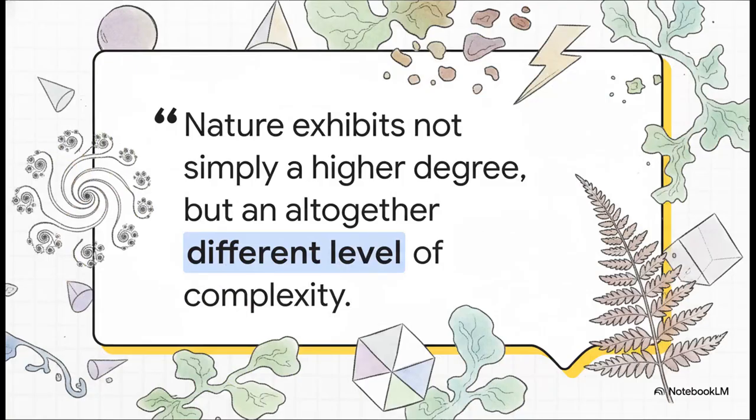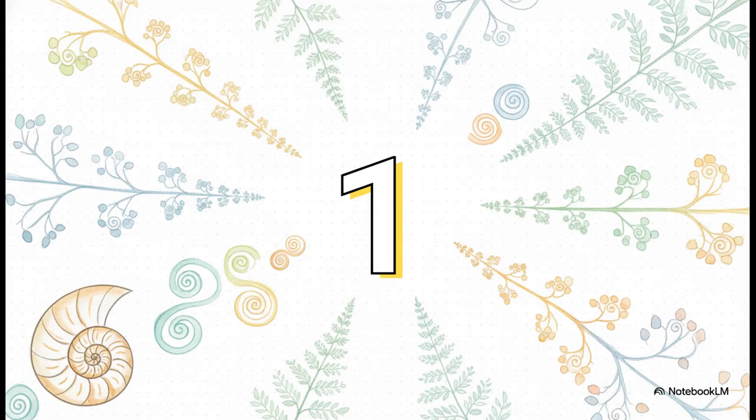The mathematician who pretty much invented fractal geometry, Benoit Mandelbrot, he summed this up perfectly. He realized that nature doesn't use simple shapes like spheres and cones. He said it shows an altogether different level of complexity. He was talking about that beautiful, rugged, infinite detail that can only be built through recursion. And it all comes back to this.